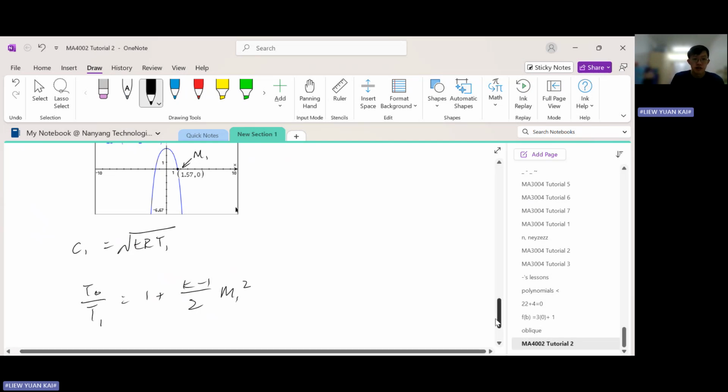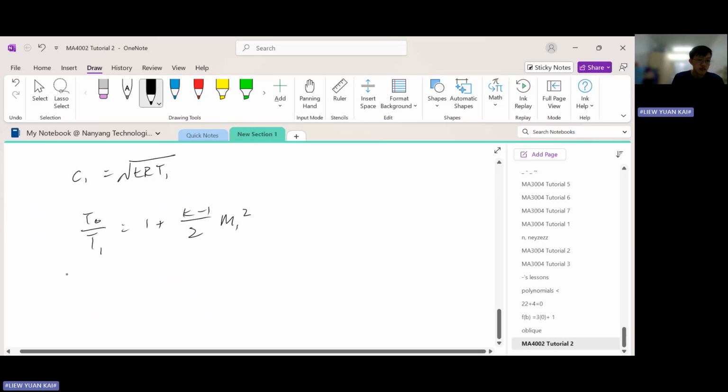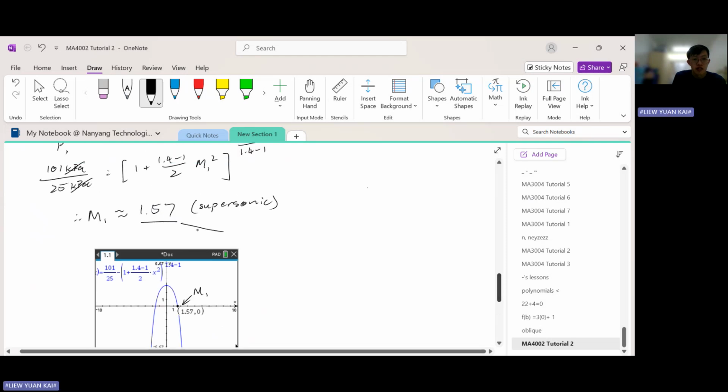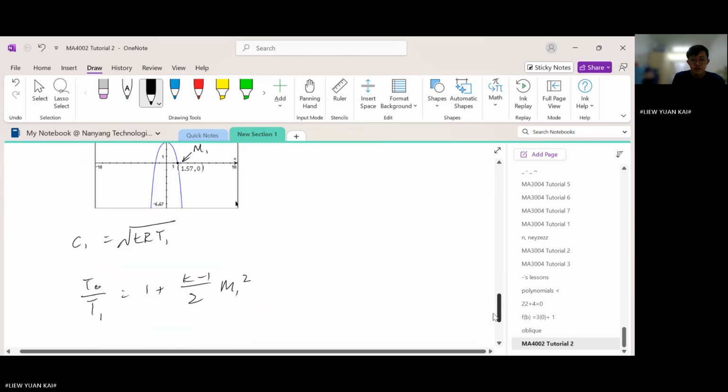Okay, so now let's fill up the variables that we know. We are told that stagnation temperature is 343. This one is unknown. Then this is 1.4 minus 1. Then M1, right? We already found this now, 1.57 squared. Okay, so what am I talking about? I'm talking about this M1 here. Okay, we found that just now.